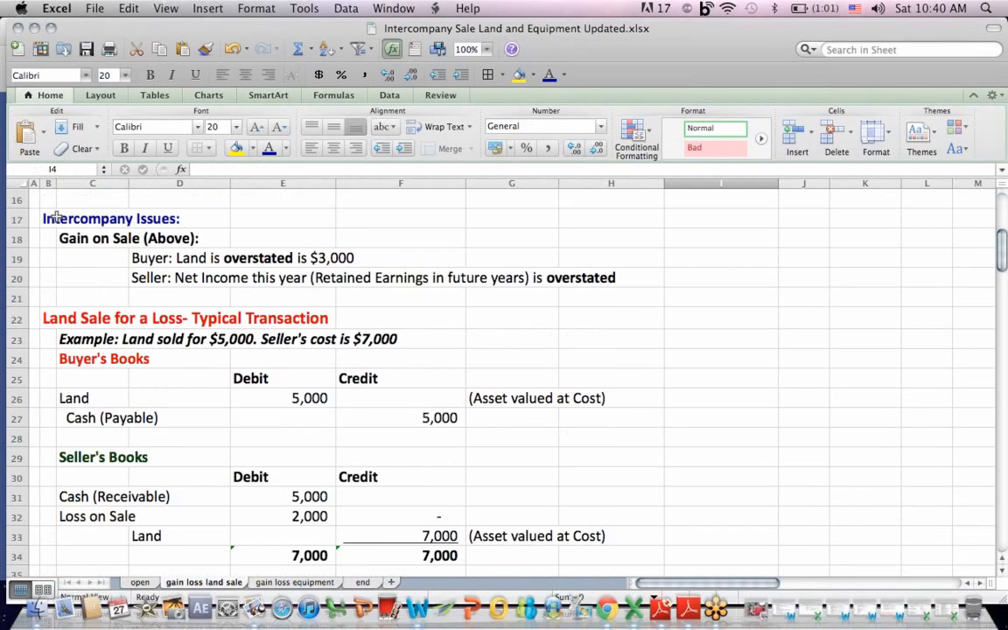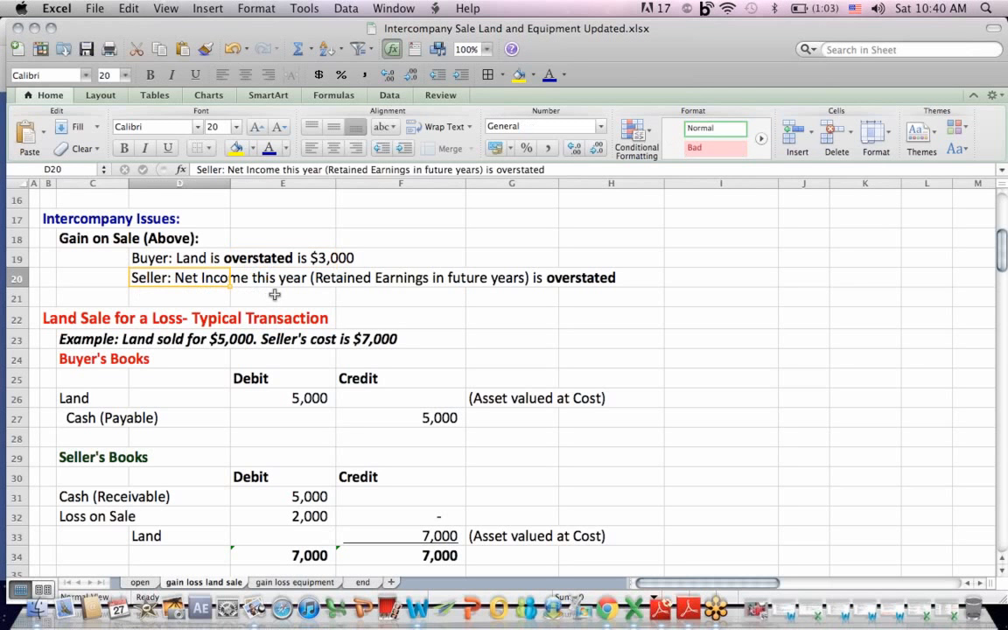Now let's take it to an intercompany transaction. How do things change? Well, when there's a gain on sale, and this is important, it doesn't matter which direction it goes in, whether it's an upstream sale from subsidiary to parent or a downstream sale from parent to subsidiary, what you eliminate in consolidation is the same. The buyer added an asset account, land, to their books, and that land account is overstated by $3,000. It's $3,000 too high because it includes the gain. The seller, on the other hand, their net income for the year is too high by $3,000.